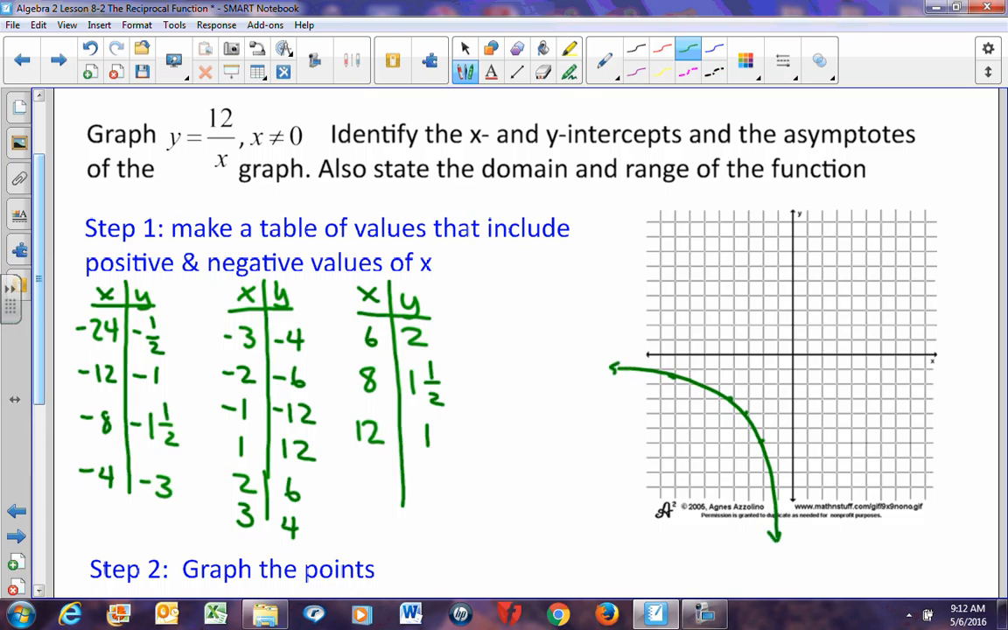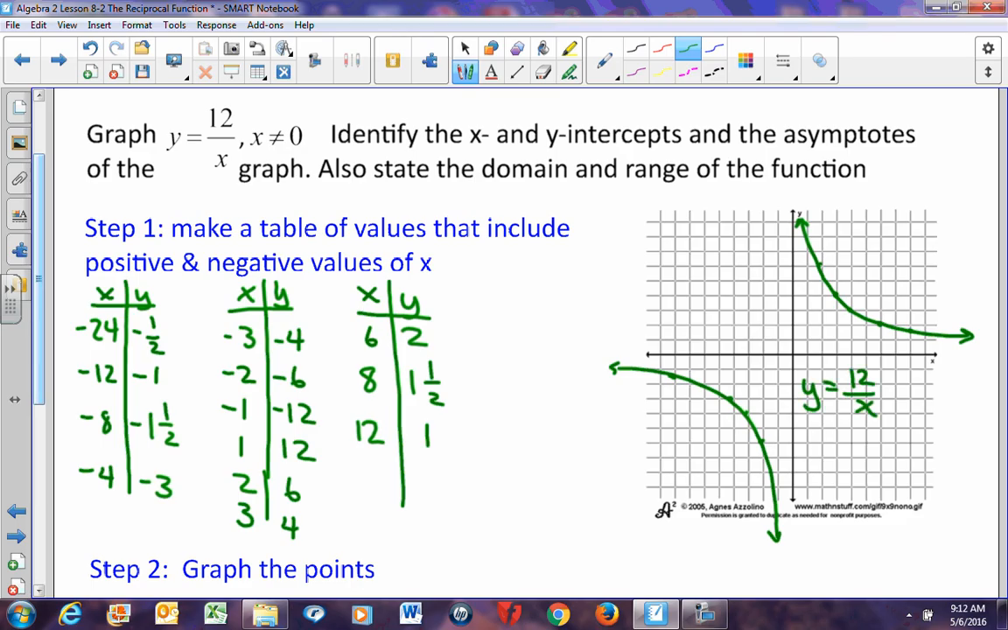Okay. The other branch: I'm going to graph 1, 1, then 2, 1/2, then 3, 1/3, and 4, 1/4, and so on. So this branch in this quadrant is going to look like this. And this is the graph of y equals 1 over x.